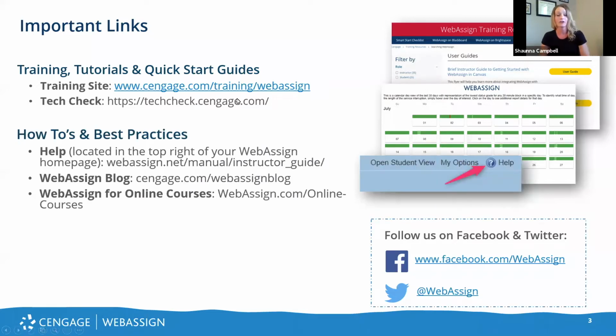We also have great resources for how-tos and best practices. The help button is probably the most useful thing you'll have on WebAssign. It's located in the top right corner of your WebAssign home screen. It's a search feature, so you can search any topic and find step-by-step tutorials of how to do something on WebAssign, like rescheduling assignments or setting up a gradebook. So it's a really great resource.